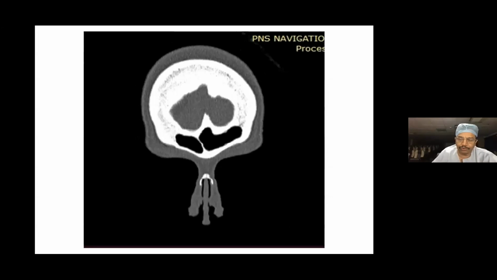Yeah, you'll get some clues. For example, if there is no air shadow between the septum and middle turbinate, that indicates it is a CCD, central compartment disease.